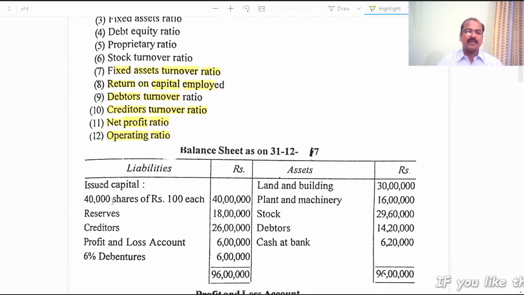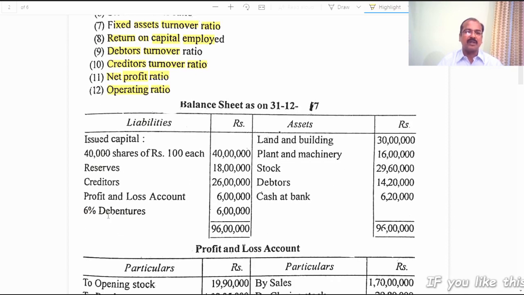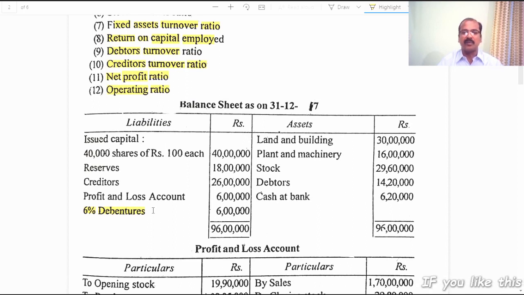Issued capital 40,000 shares of 100 rupees each amounted 40 lakhs. Reserves, creditors; creditor is a current liability. Profit and loss account; 6% debentures is the only long-term liability given in the problem. Now look at the assets. Land and building is a fixed asset or non-current asset. Plant and machinery also falls in the same category of fixed asset. Stock, debtor and cash at bank are current assets.